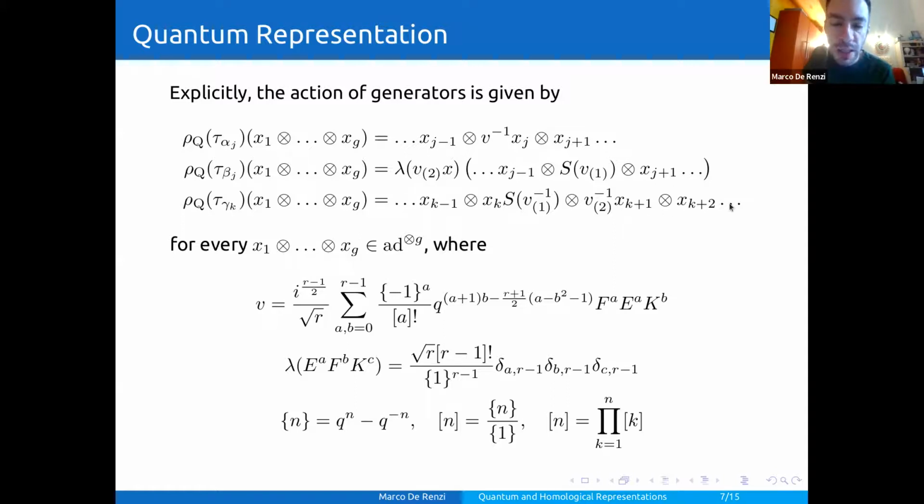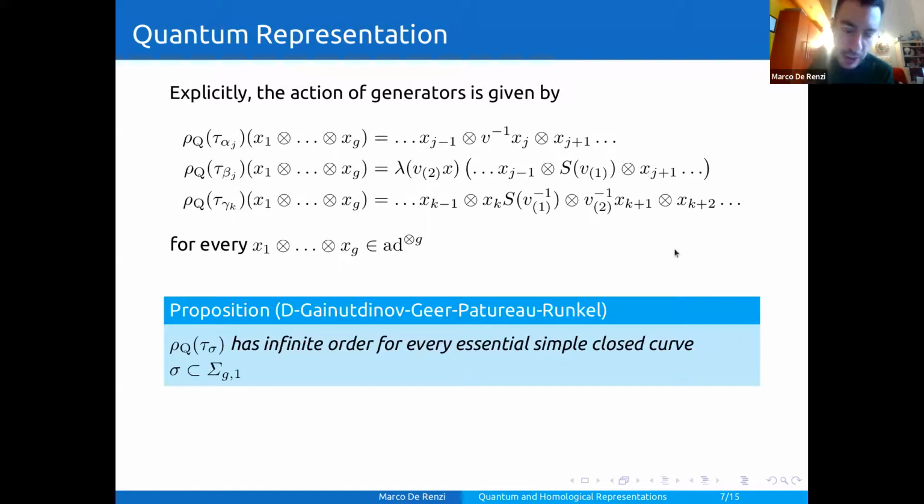Right. So anyway, apart from the details of these formulas, what I can at least tell you is that already from the quantum side of the construction, we can say something interesting about these representations. For instance, you can prove that the action of every Dehn twist along an essential simple closed curve in the surface Sigma_{g,1} is always given by an infinite order matrix in the projective linear group.